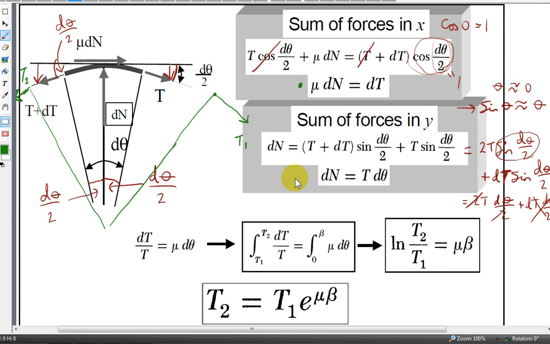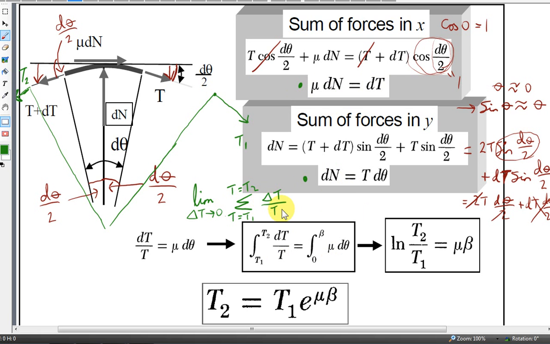Now we can combine these two equations to get rid of dn. So we take the left hand side of this equation and divide it by the left hand side of this equation. The dn cancels out. Then we take the right hand sides and divide. So we end up getting this equation, mu equals dt over t times d theta. Then multiply both sides by d theta, and we get dt over t, which is here, equals mu times d theta.